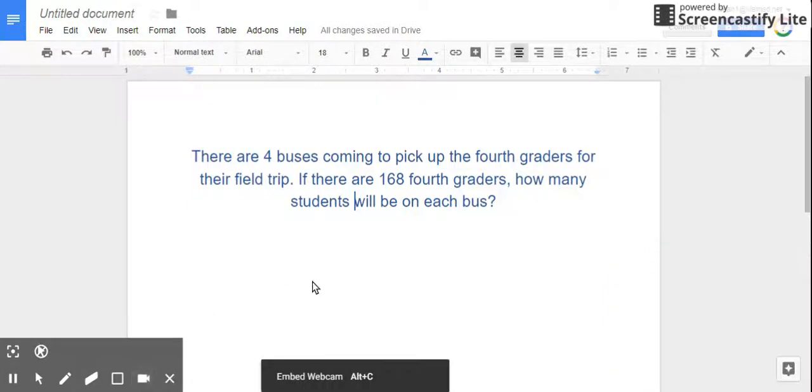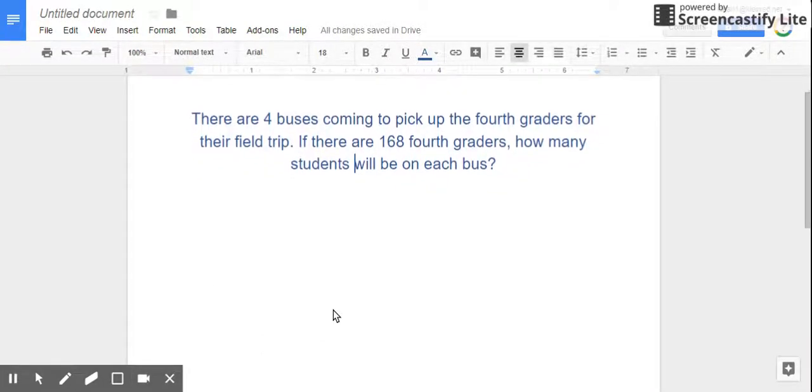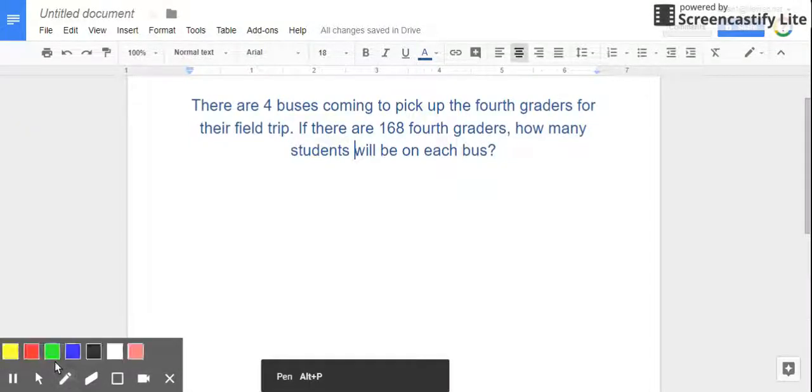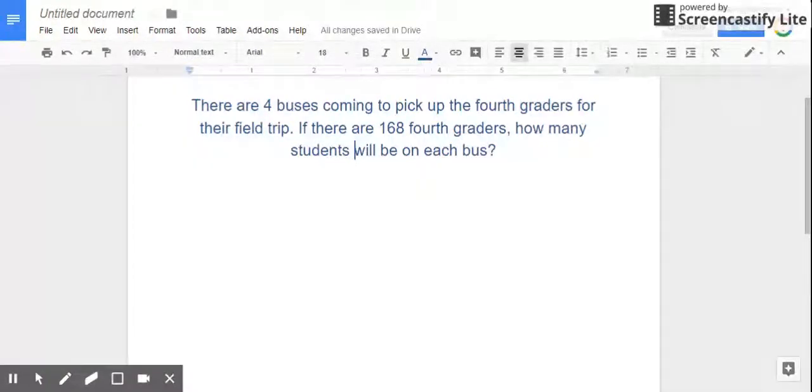Okay, let's start with the problem itself, and we're going to read it. Because we always read our word problems, and we're going to read it twice. There are 4 buses coming to pick up the 4th graders for their field trip. If there are 168 4th graders, how many students will be on each bus?